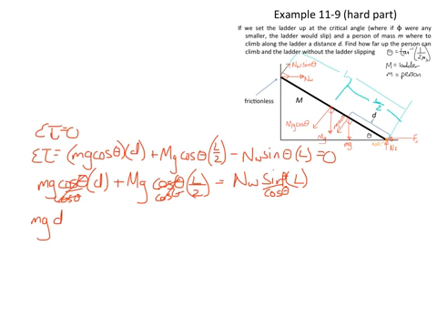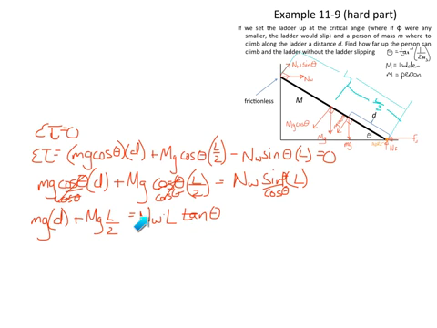mg times d plus big Mg times L over 2 equals the normal force from the wall times, I'm going to put the L first, I'm going to bring the L over next to the N_W, times L times the tangent of theta. Okay? All right. We have some things in here now we can actually substitute in.